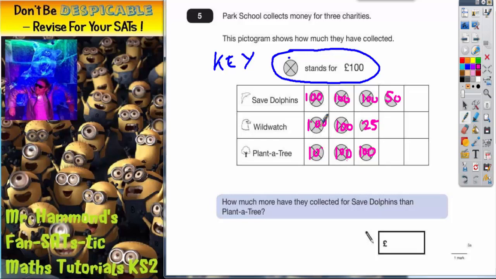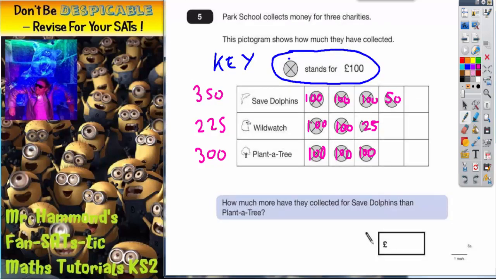Now we know that, we can actually work out what all the charities have had collected. So Save the Dolphins is 100, 100, 150. So that makes 350. Wild Watch is 100 plus 100 plus 25. So that's 225. And Plant a Tree is 100 plus 100 plus another 100. So that's 300. Once we've got those numbers, any questions that we've got to do should be nice and easy.